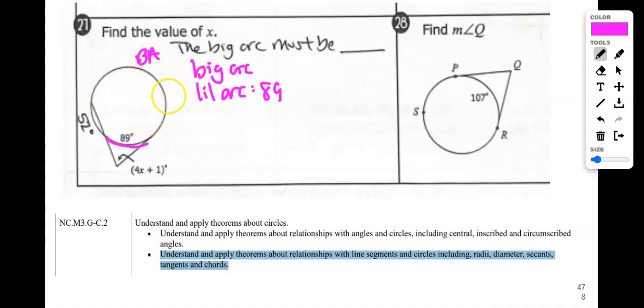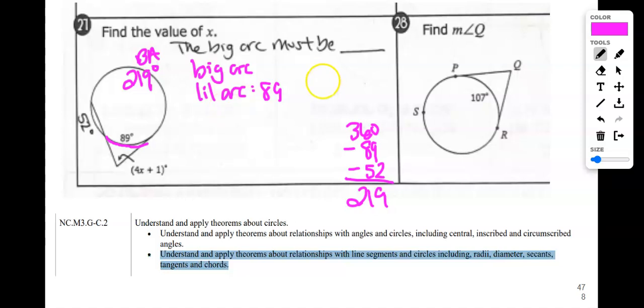It's hiding. But remember, every circle in the world has to be 360. And our circle is broken up into 3 arcs this time. There's an 89, there's a 52, and whatever's left over for that other one. And that's 219 for my big arc.